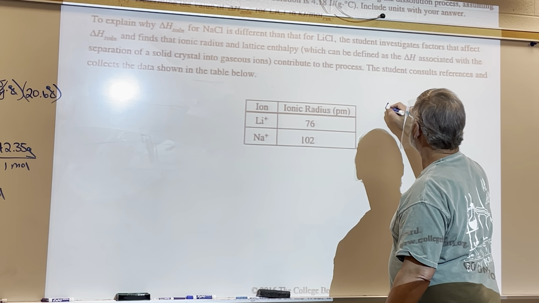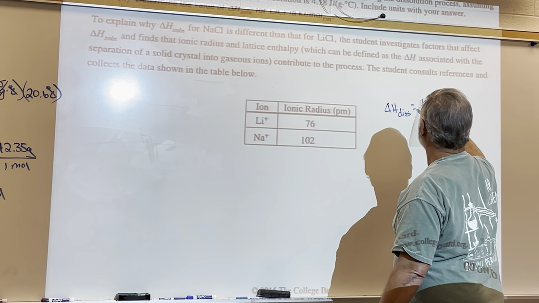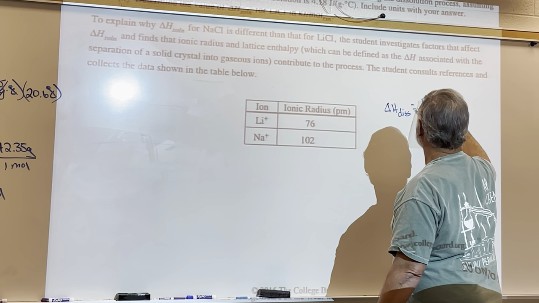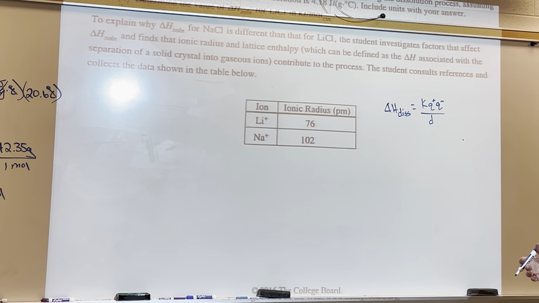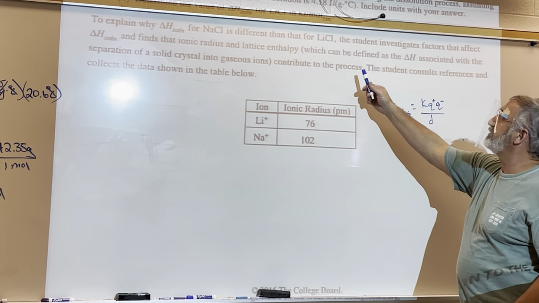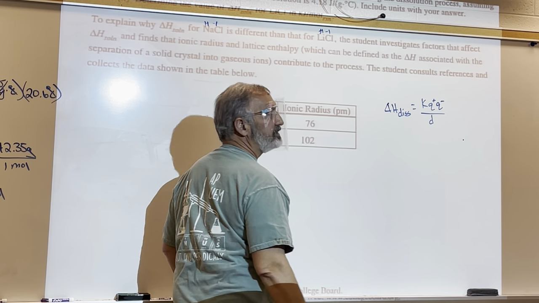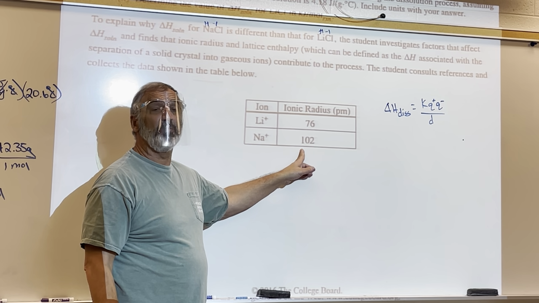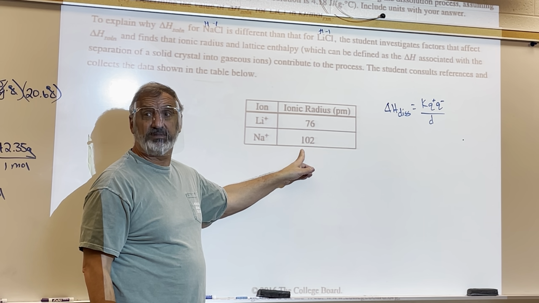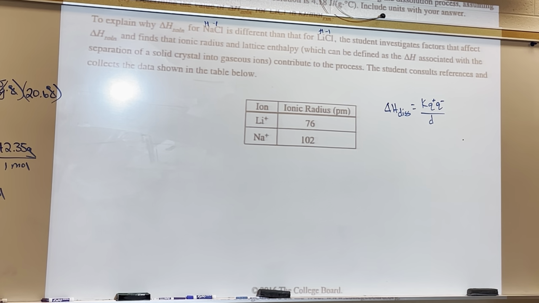So remember that delta H is equal to k times Q plus times Q minus over d. Q is the charge. You can use n as the charge. Okay, it doesn't matter. Use x. But we know the product of the charges, plus one, minus one, plus one, minus one, they're the same. So what's the factor? Distance. The bigger it is, the weaker. The weaker the attraction, the lower the melting point. So this is here, so then we've got to go to the actual question.